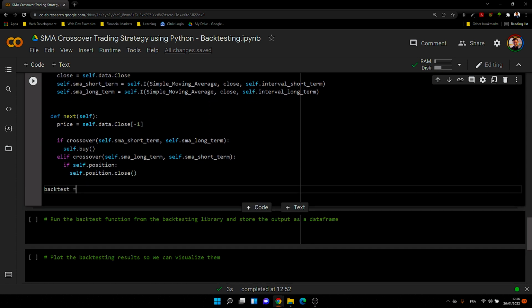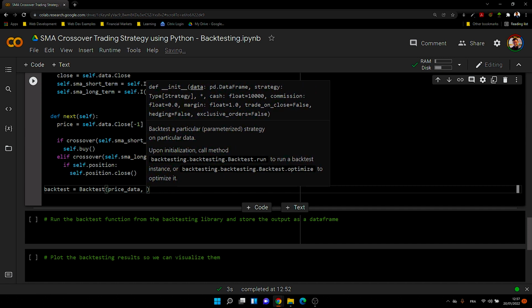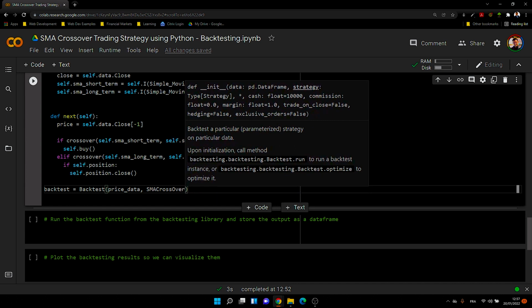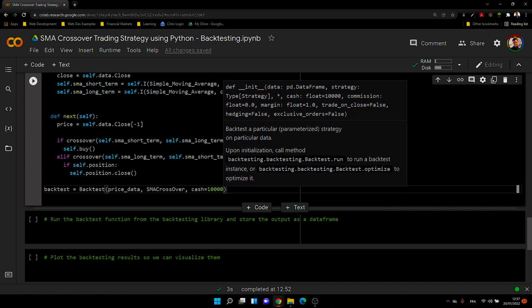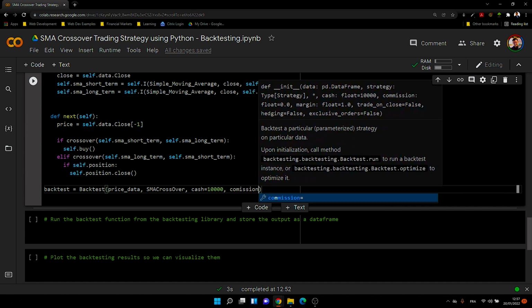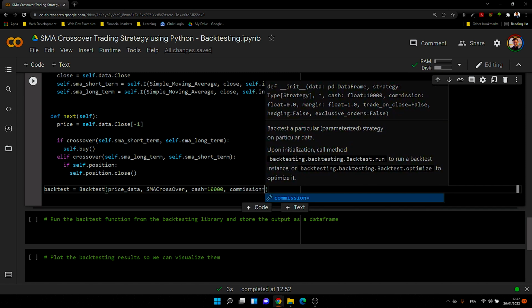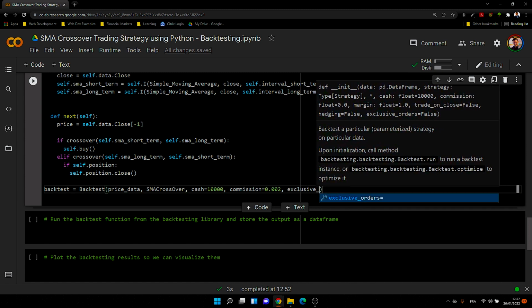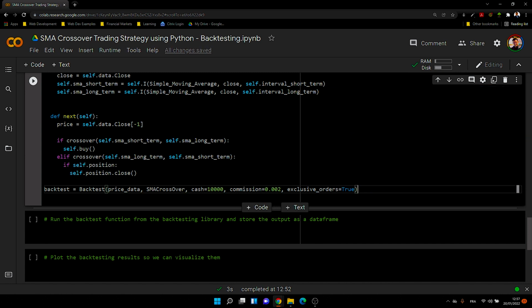Next, we will say that our backtest is going to be equal to our backtest from our backtesting library, and we'll pass in our price data frame. We'll also pass in our SMA crossover function, and we'll say that our initial cash will be, let's say, $10,000, and that the commission we pay per trade will be, let's say, realistically 0.2%. And we'll say that the orders are exclusive. So exclusive orders equals true.